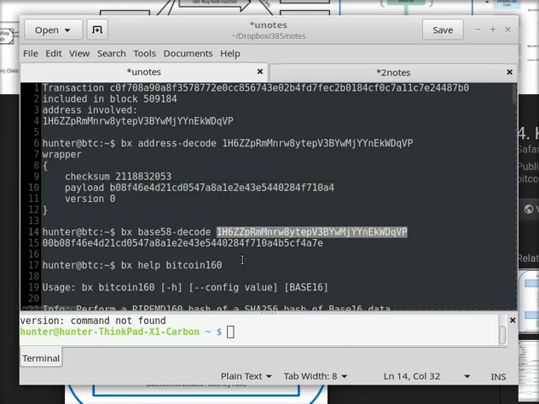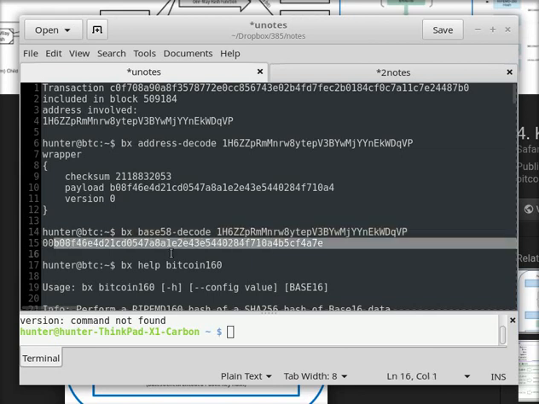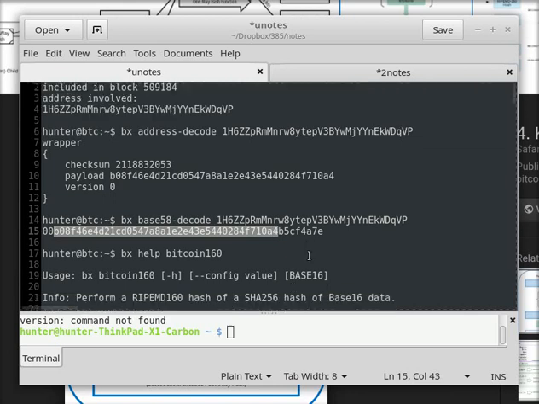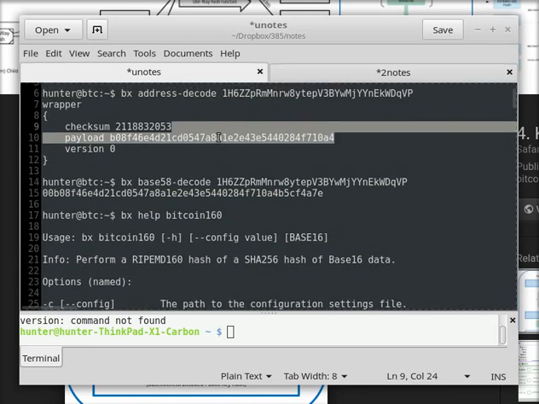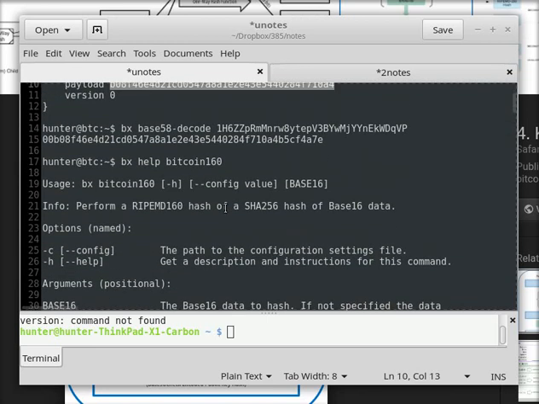Okay, yeah. So you can also just base 58 decode this back into hex, and then you can see these things. So here's the version number, 00, followed by the hash, which stops at A4. And then the remaining 4 bytes are the check digit. Okay, so it might be kind of fun to go from the public key hash back to the address. So let's try to do that.